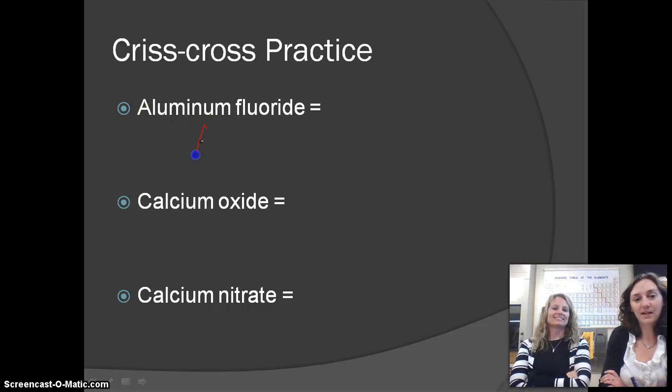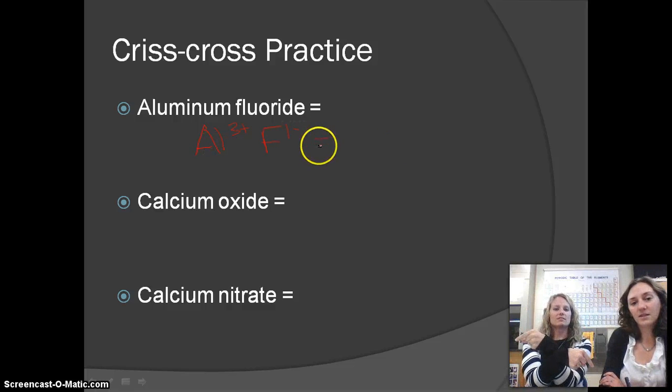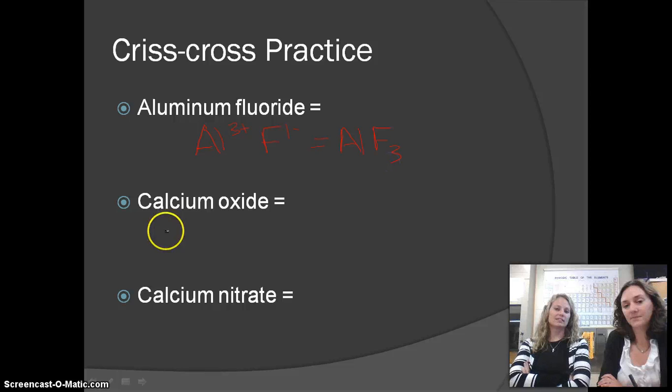We love aluminum, I guess. Al3+. Woohoo! If you don't have that memorized after this, you're going to have some problems. Fluoride. It's in group 17, charge -1. We got a 3 and a 1. Crisscross. That gives you Al1, fluorine 3. Okay, done.